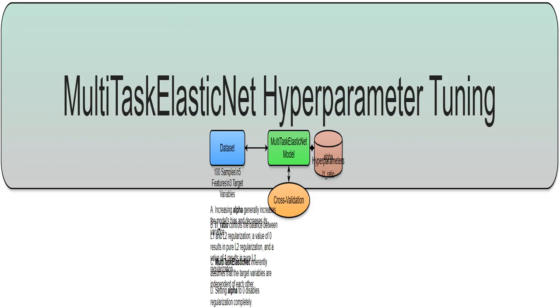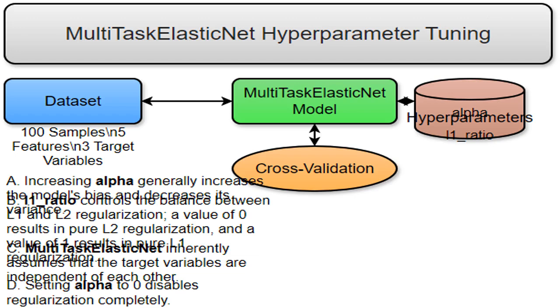I have a dataset with 100 different observations. Each observation is represented by 5 independent measurements, or features. And for each of these observations, I'm trying to predict 3 different continuous values, or target variables. I'm using the MultiTaskElasticNet algorithm from Sklearn to solve my multi-output regression problem. The goal is to find the best settings, hyperparameters, for this model. Tuning means trying out many different combinations of hyperparameters to see which performs best.